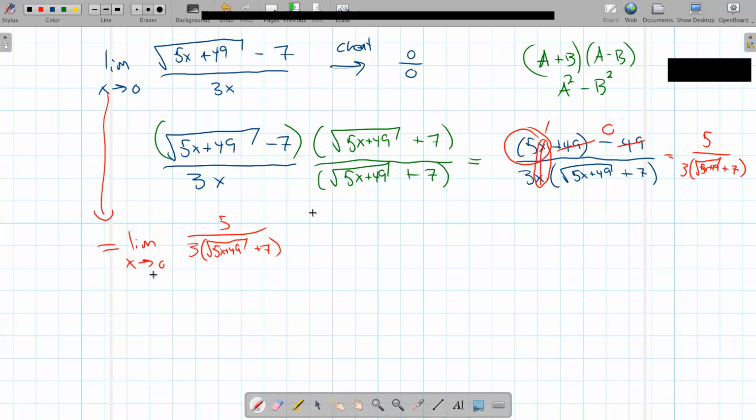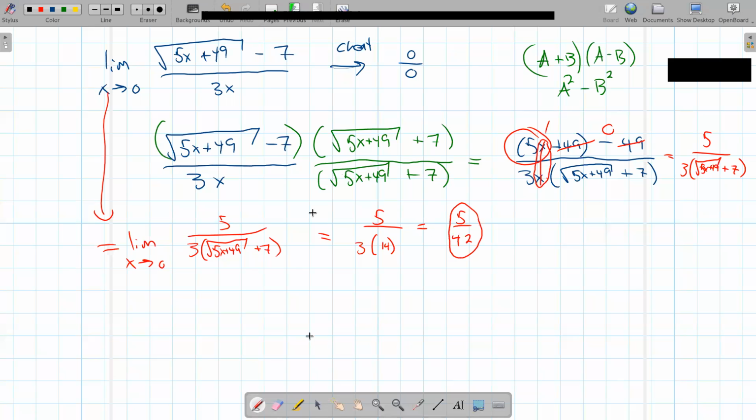And now I can try and cheat and see what happens. Well, the numerator is just going to be 5, and the denominator is going to be 3 times, we're cheating with that 0 there, 5 times 0 is 0, plus 49 is 49. Square root of 49 is 7. 7 plus 7 is 14. And let's see, what's 3 times 14? 30 and 12 is 42. So this should be 5/42 in the limit.